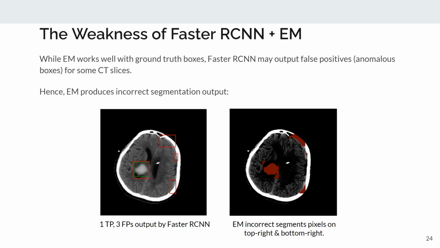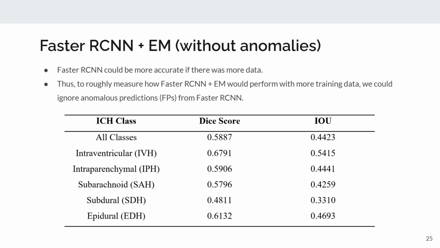So why is that? The weakness of the model is in Faster RCNN. The Faster RCNN may output false negatives, false positives, which are anomalous boxes for some CT slices. Therefore, we see that EM produces incorrect segmentation output. And now, we could see that the model could be more accurate if there was more data. Thus, to roughly measure how the model would perform with more training data, we could ignore the anomalous predictions of the false positives from Faster RCNN, and this increases the dice score to 58% overall from the previous value of 48%.